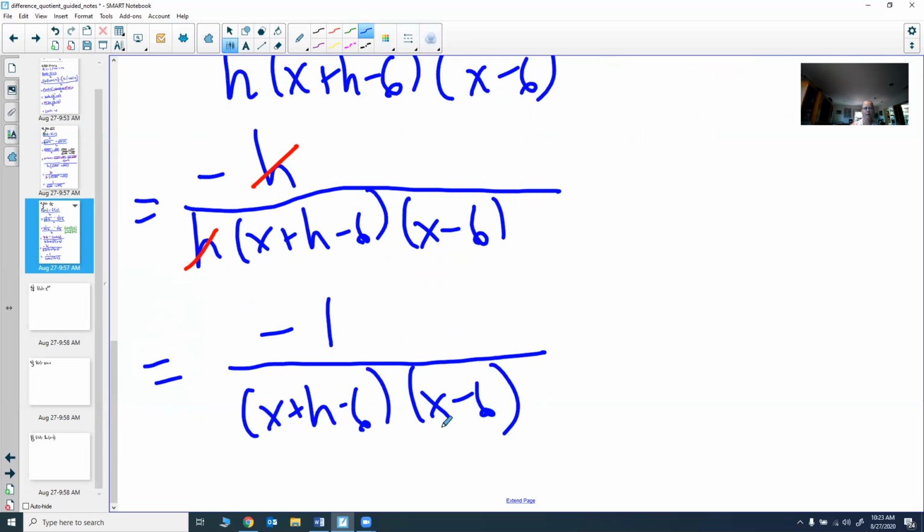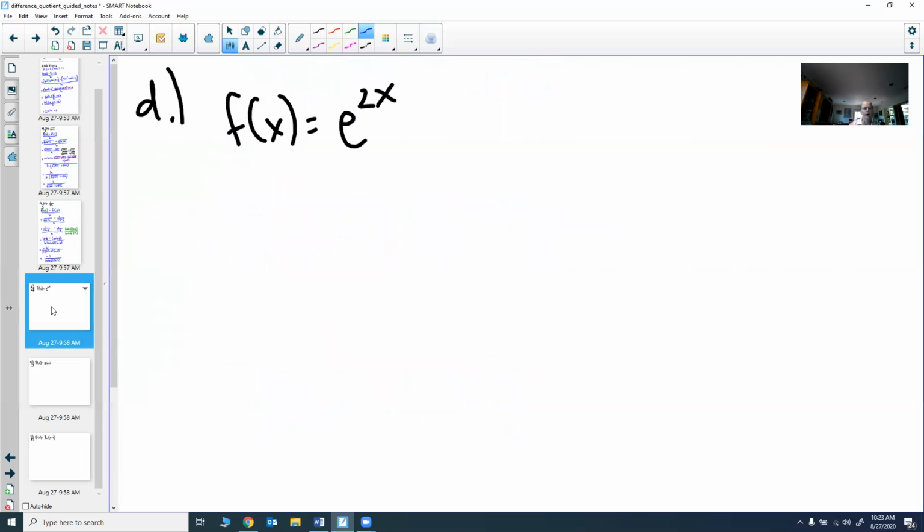I wouldn't multiply out the denominator. We'll need that later in the factored form anyway, so just leave it like this. Let's look at a couple more examples. These get to be a little different, so I want to show you what we do with these.